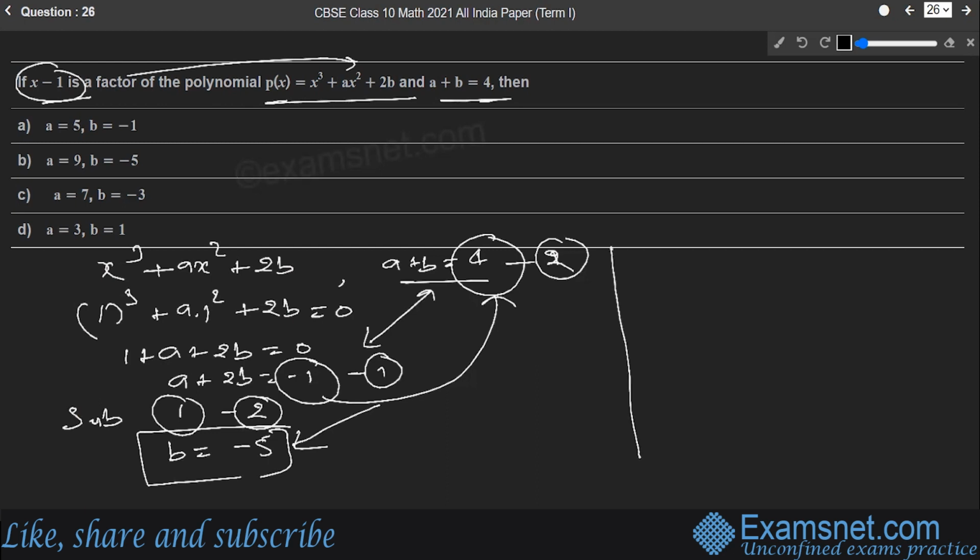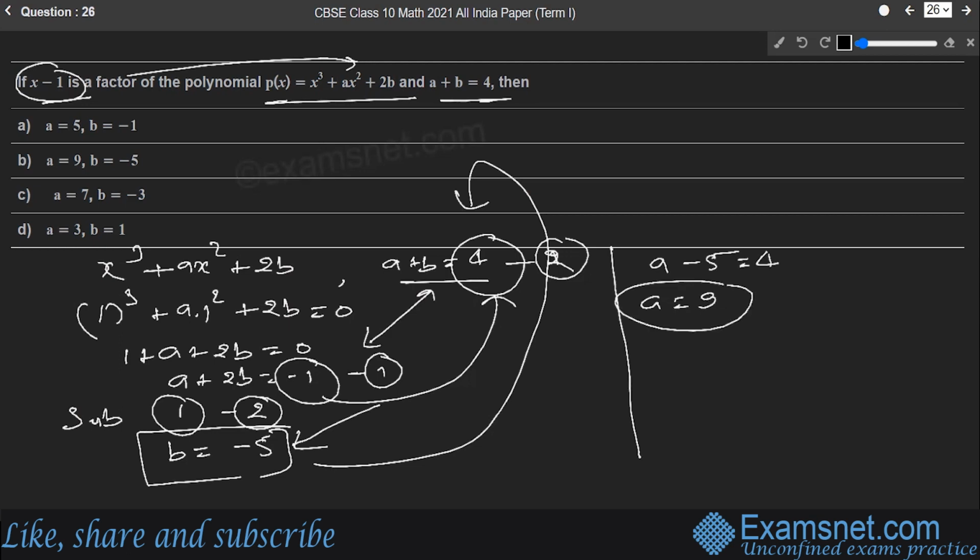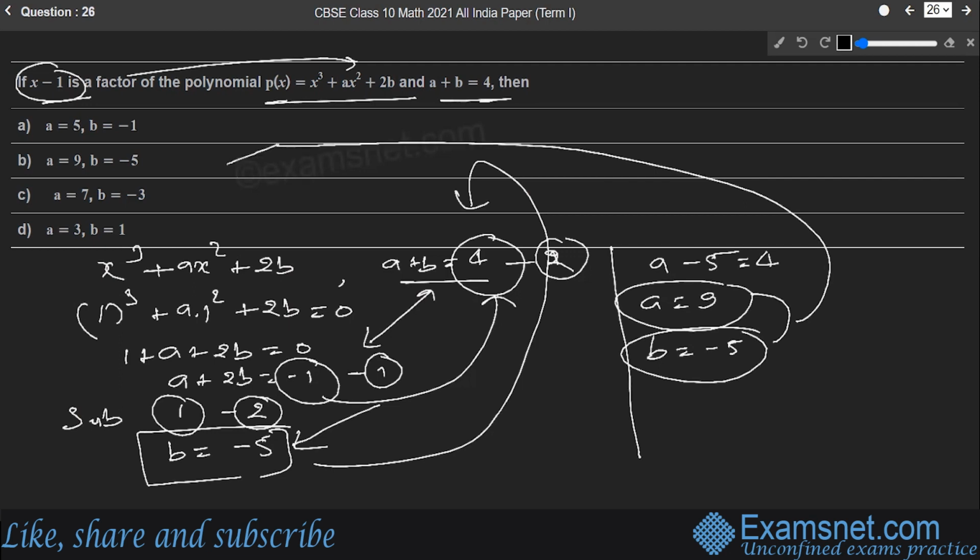So if the b value is minus 5, let us put the b value in equation number 2. What do we get? a minus 5 is equal to 4. So the a value comes out to be 9. So these are the two values we are getting: a is equal to 9 and b is equal to minus 5. Let's see where it matches with any of the given options. It matches with option B only. a is equal to 9 and b is equal to minus 5. That is the right answer.